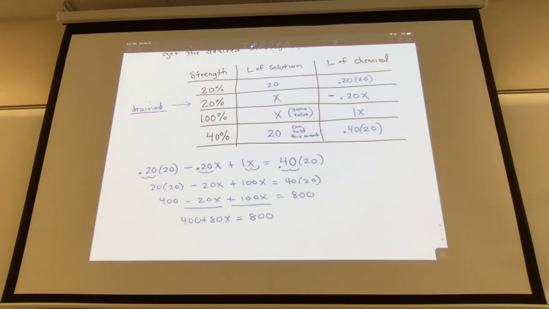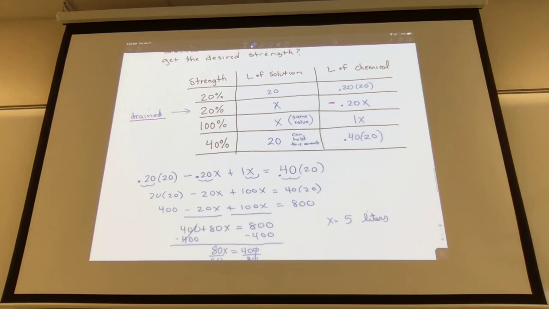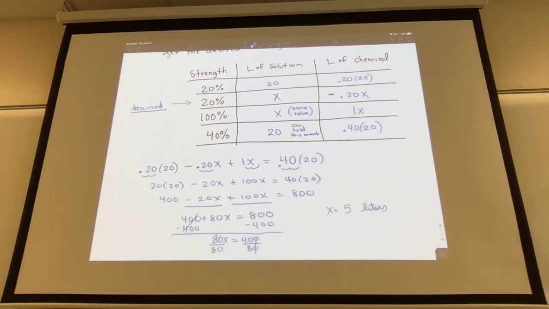Now solve for the variable x. So move the 400. Whatever you do to one side, do to the other. So subtract 400 from both sides, and you get 80x is equal to 400. Divide both sides by 80. Zeros cancel, so 40 divided by 8 is equal to 5 liters. So 5 liters of the 20% solution was drained out, and we put 5 liters of the 100% solution back in, so that at the end we have a 40% solution that fills our radiator.